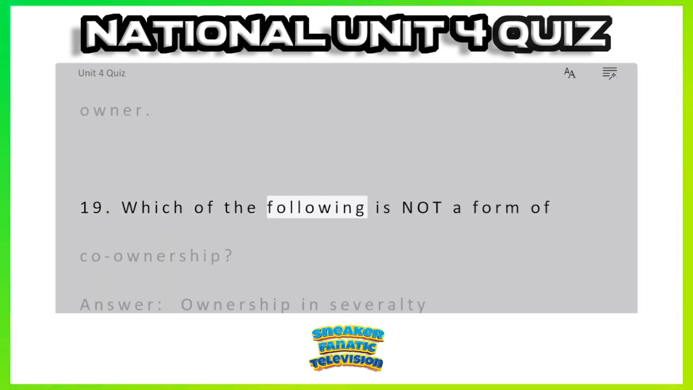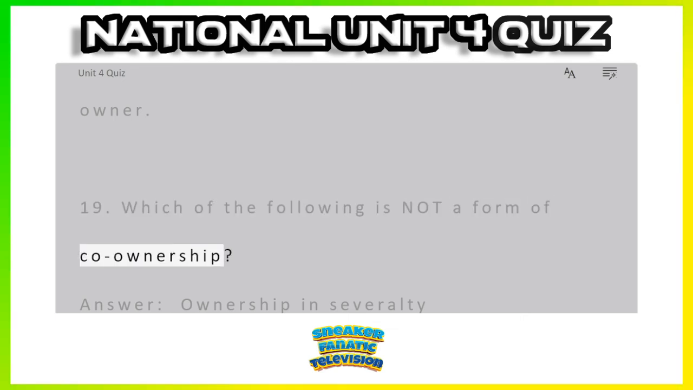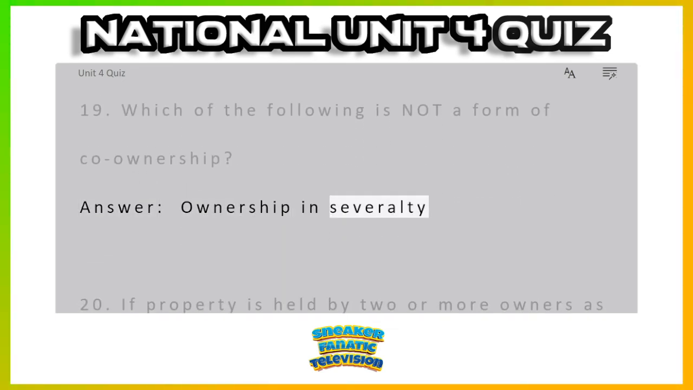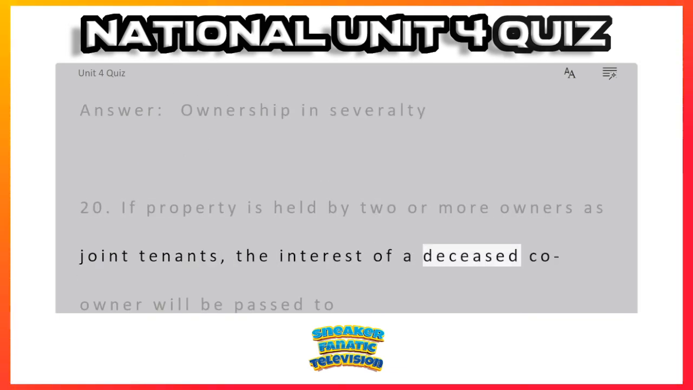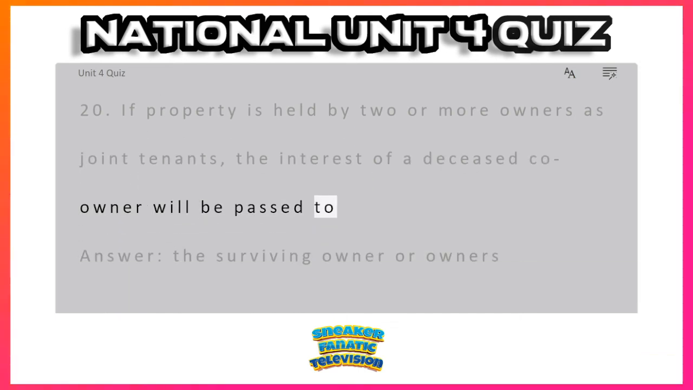19. Which of the following is not a form of co-ownership? Answer: ownership in severalty. 20. If property is held by two or more owners as joint tenants, the interest of a deceased co-owner will be passed to. Answer: the surviving owner or owners.